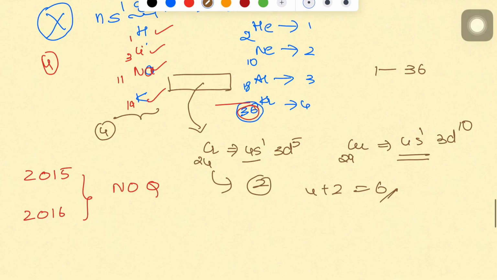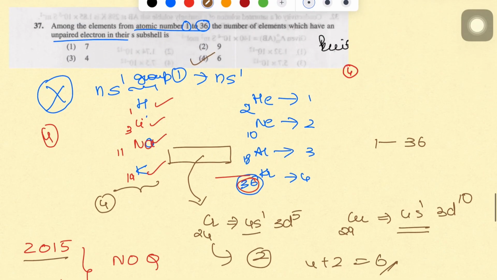And from the 2015 and 2016 papers, there were no questions asked from the periodic table. Hope you have understood each and every concept.